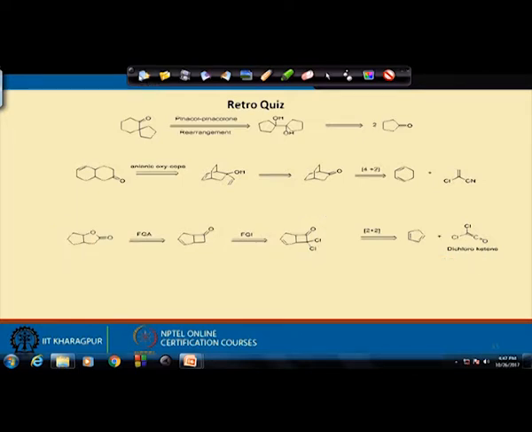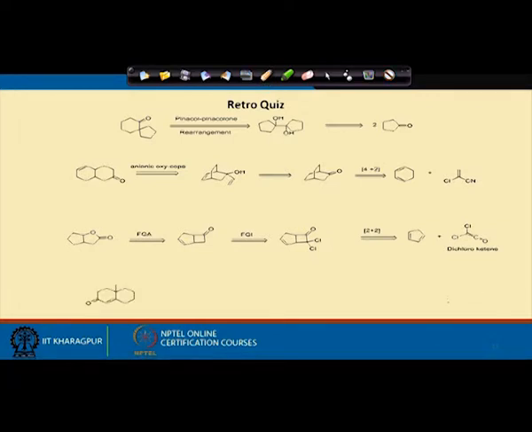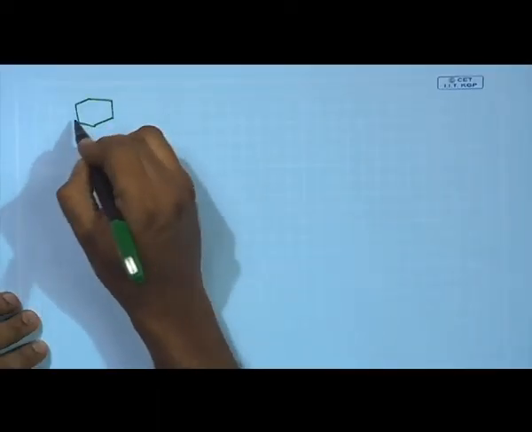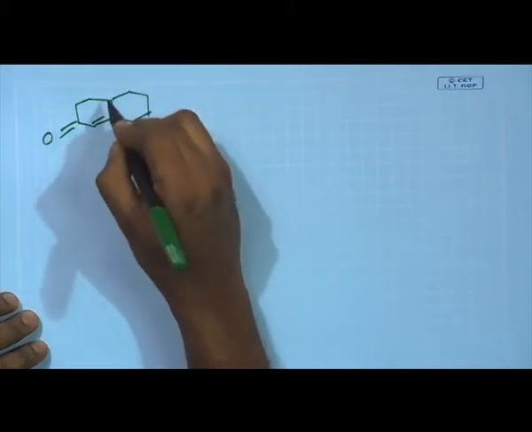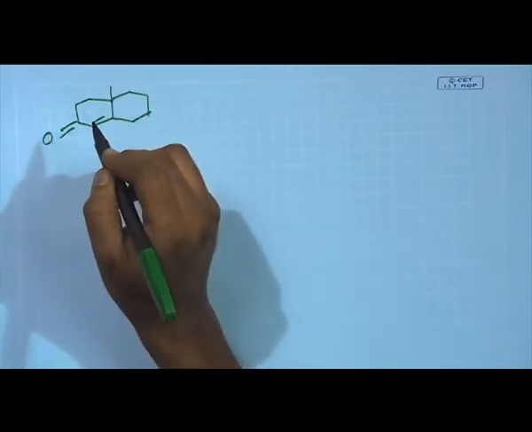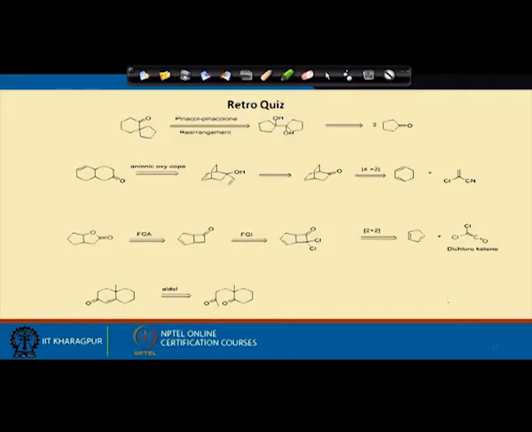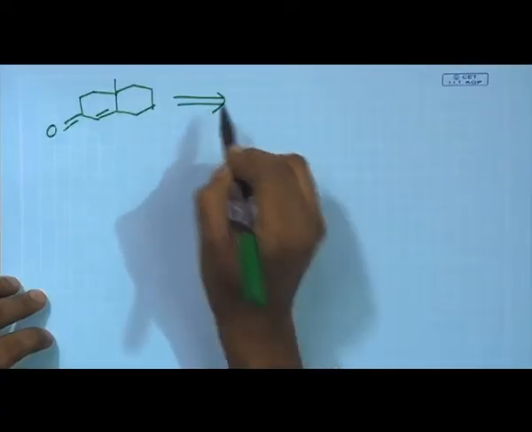So, next we will have some further quiz. The next quiz is basically a similar kind of problem. The target molecule is a bicyclic compound. See its structure, it is a pretty simple bicyclic compound.